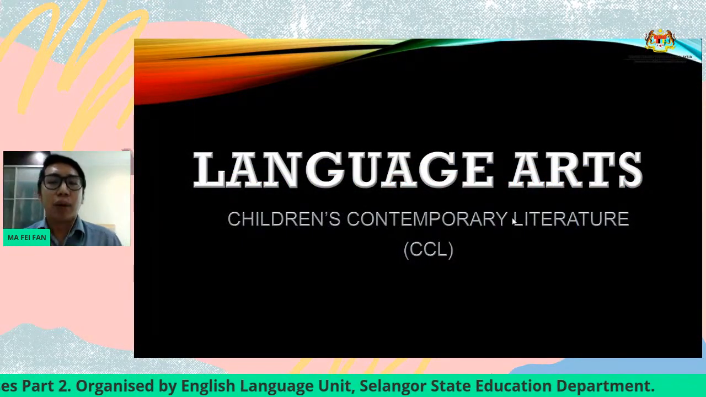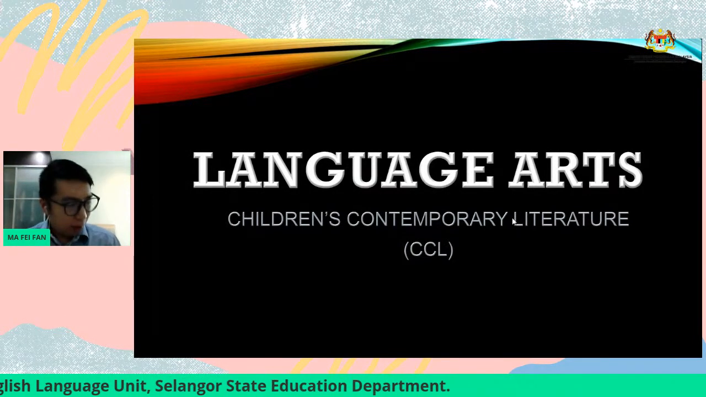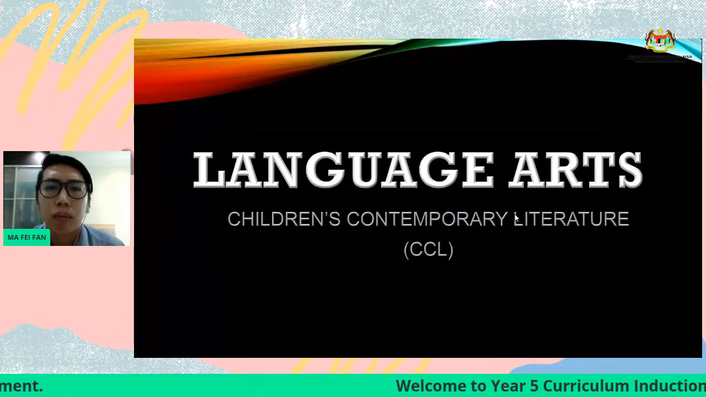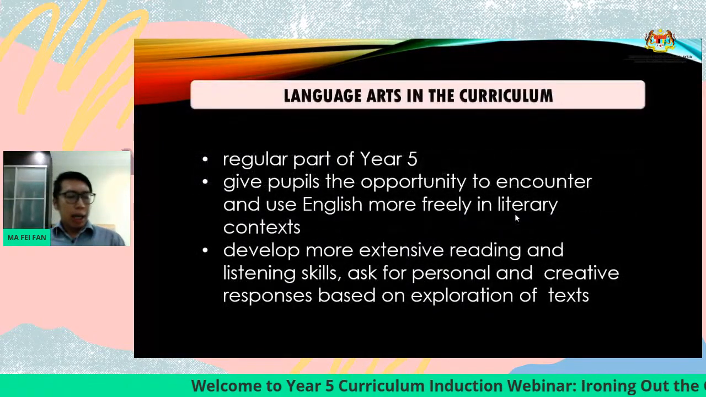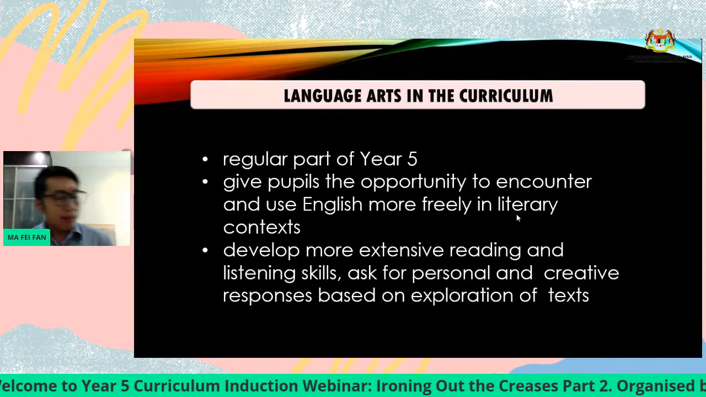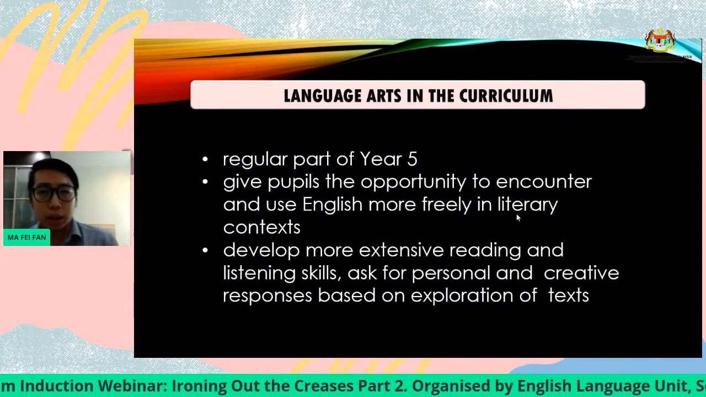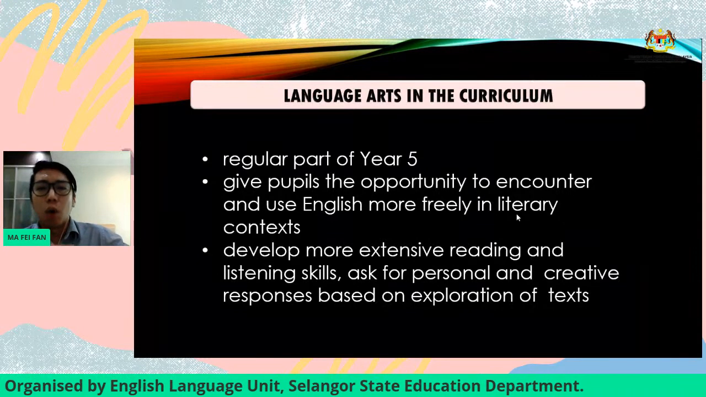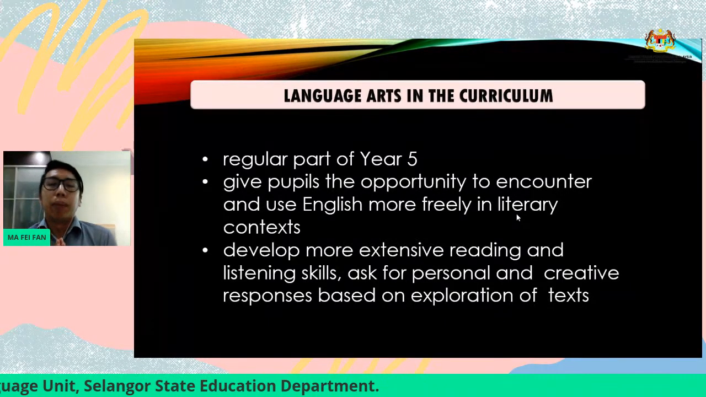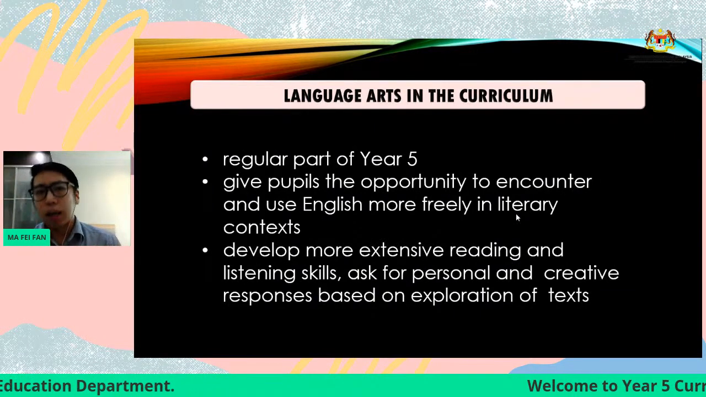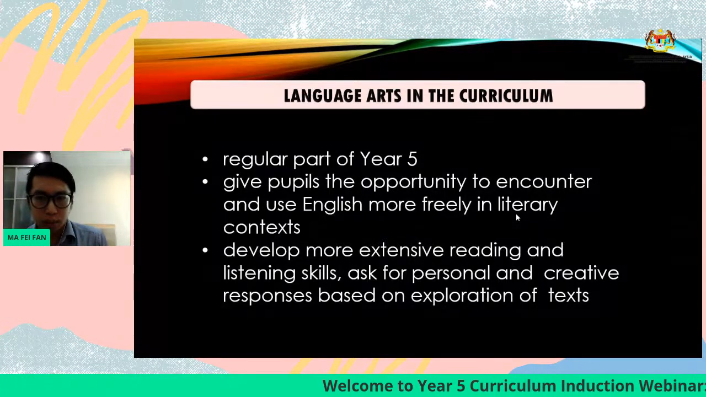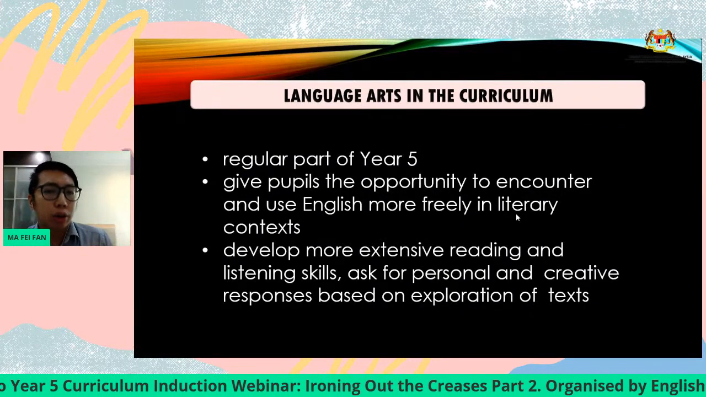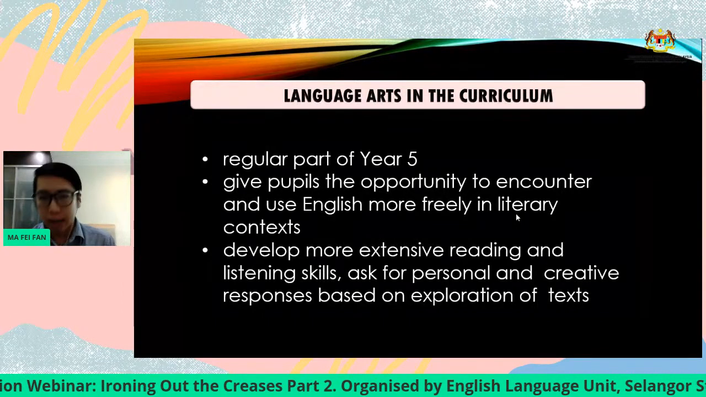So moving on, I'm going to touch on language arts, or in other words, Children's Contemporary Literature, CCL. Language arts in the curriculum is actually one of the regular parts of the year 5 syllabus. It has been repeated in the learning cycle together with the other 4 language skills. But this language arts is a component where it is less restricted, and it gives pupils the opportunity to encounter and use English more freely in literary contexts.